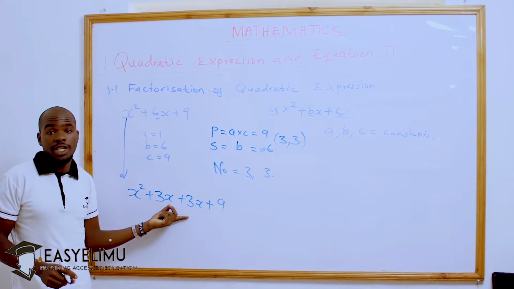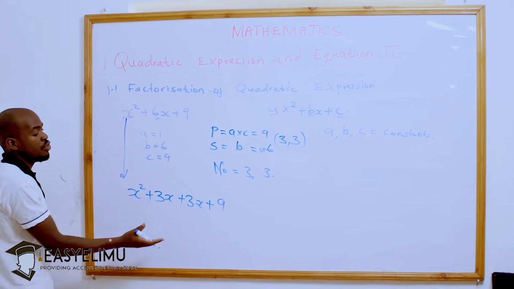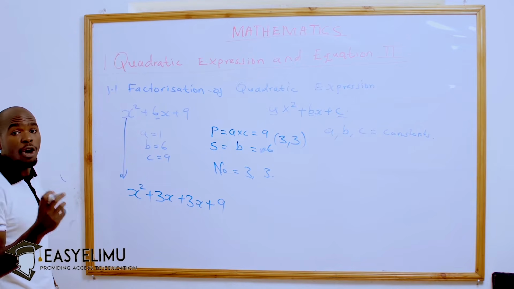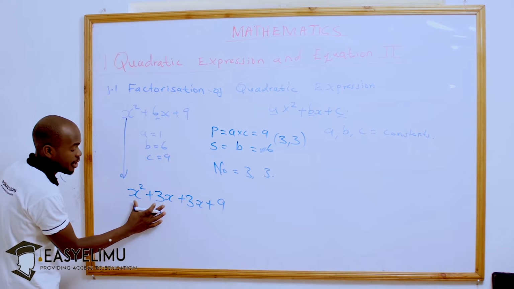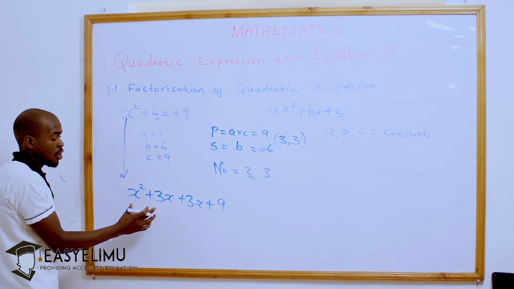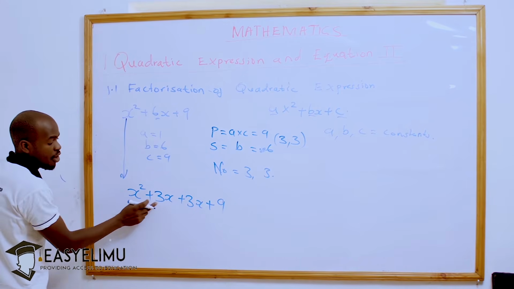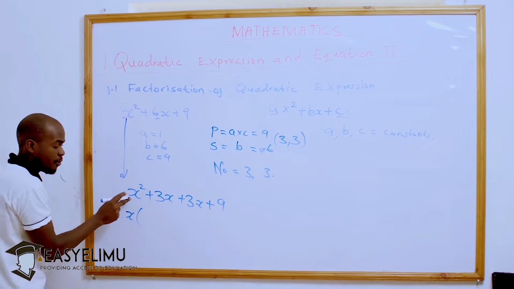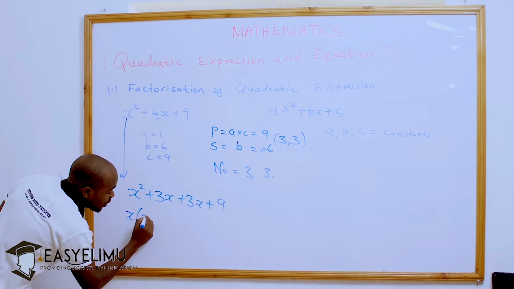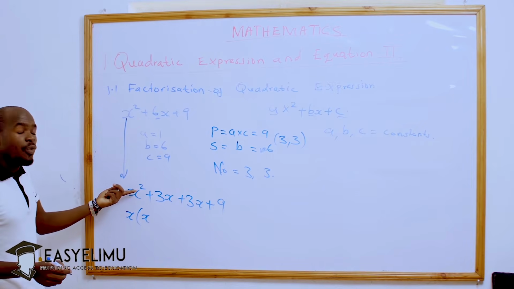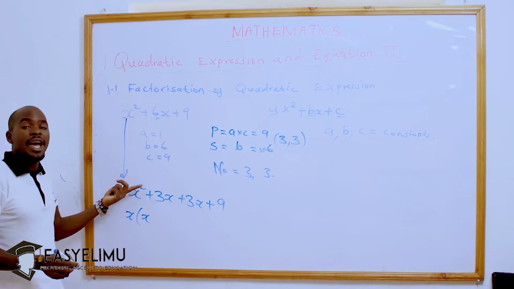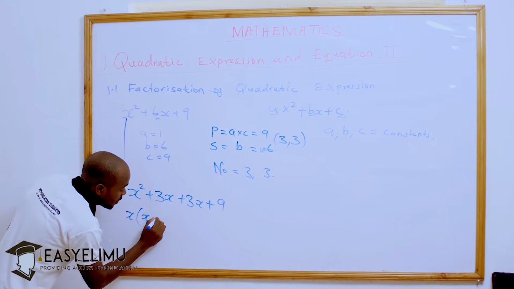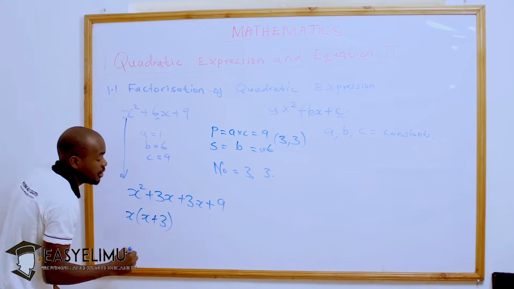But here we need to factorize. So what you will do now is factorize by taking two terms at a time and finding a common factor between them. For the first pair, the common factor between the two terms is x. If you factorize x out, x squared divided by x gives x, and for 3x, you get positive 3.